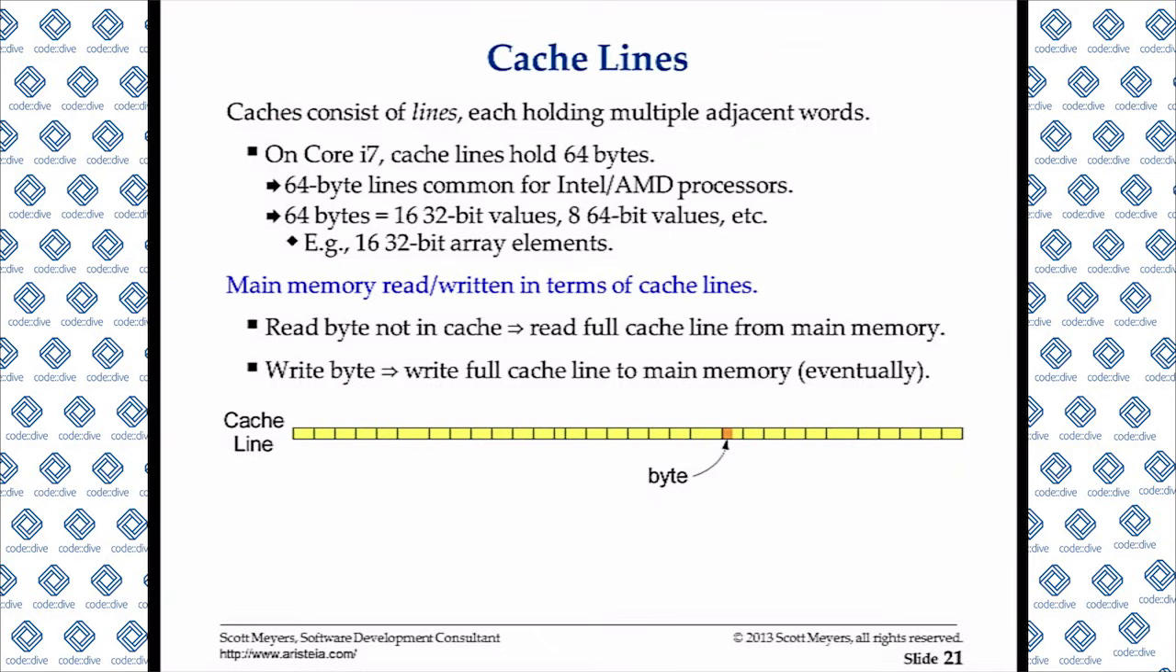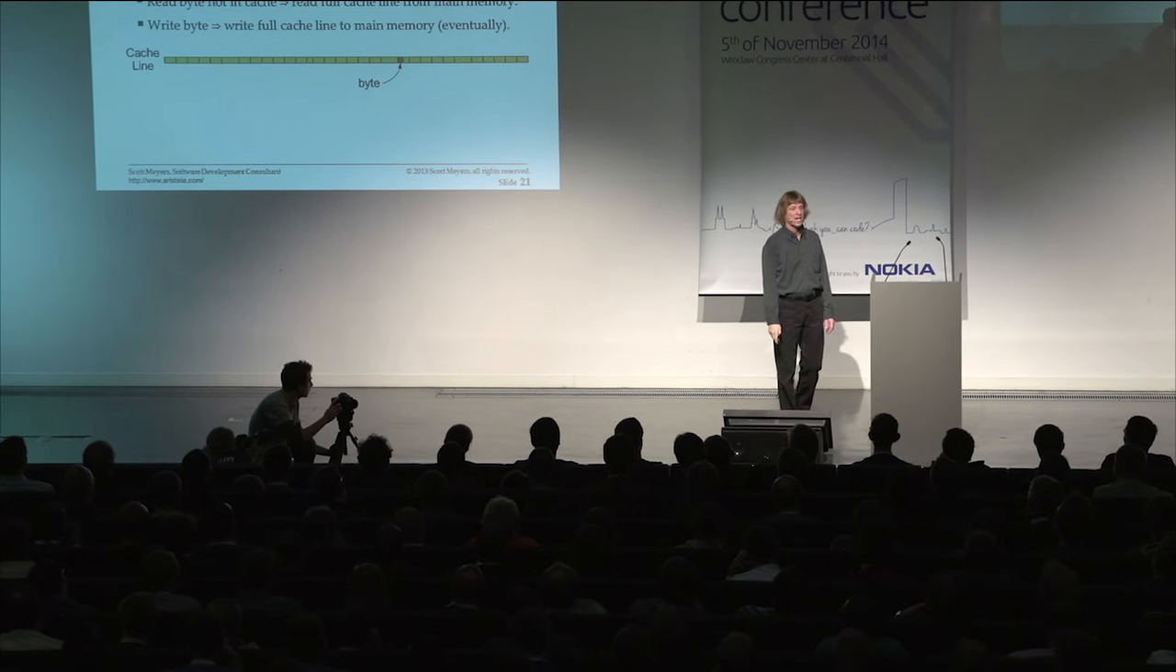And to put things in perspective, 64 bytes, that means 16 32-bit values. So if you are dealing on an architecture, for example, with 32-bit integers, that means 16 of them will fit on 1 cache line. If you have 64-bit values, 8 of them will fit on 1 cache line. And main memory is read and written in terms of cache lines. So if I request this 1 byte here, that's the only byte I care about, this entire cache line will be brought in from memory. If on this cache line I write this 1 byte, this entire cache line will eventually be written out to main memory, which means you want to be using as much of the cache line as you possibly can.